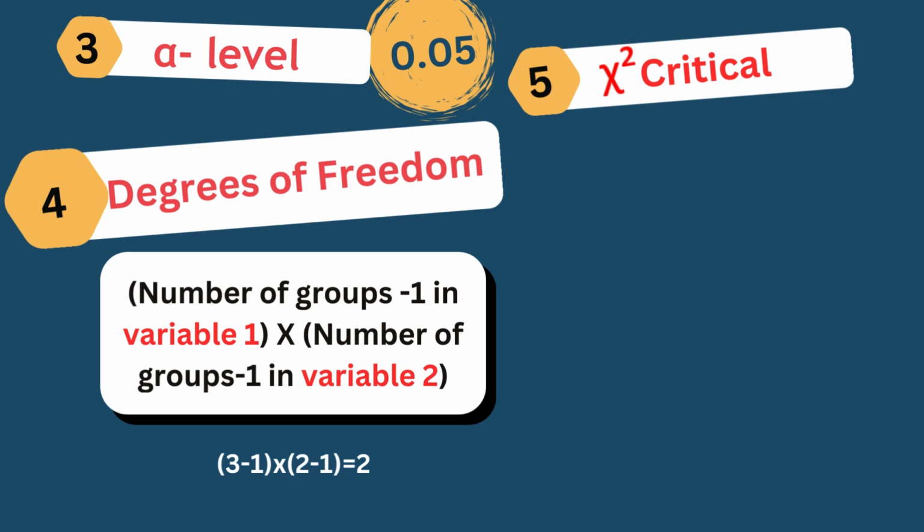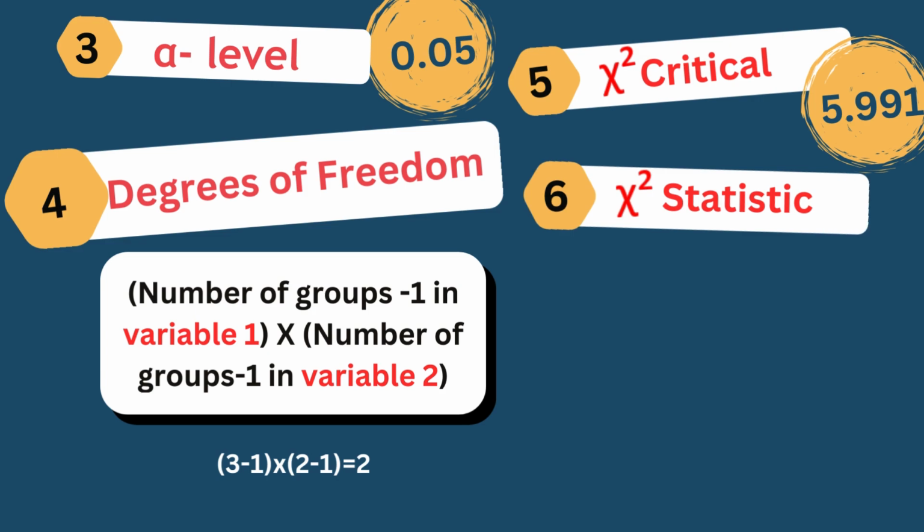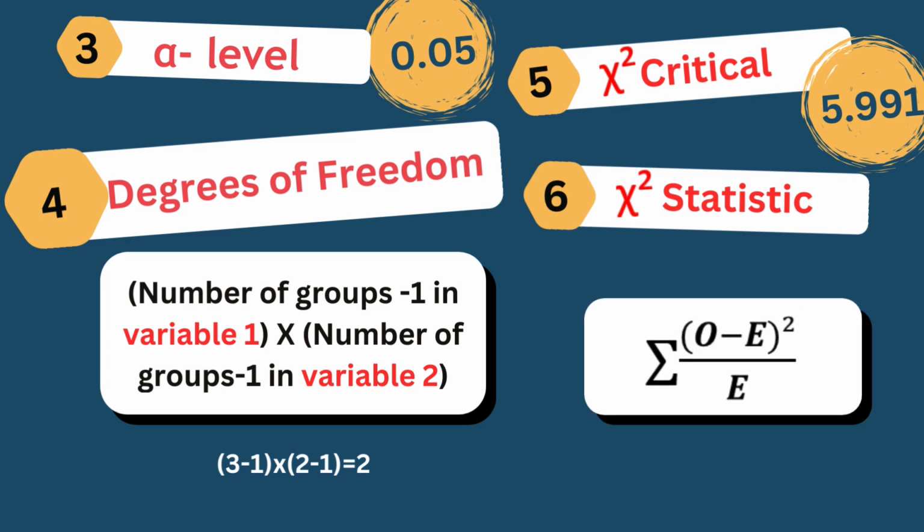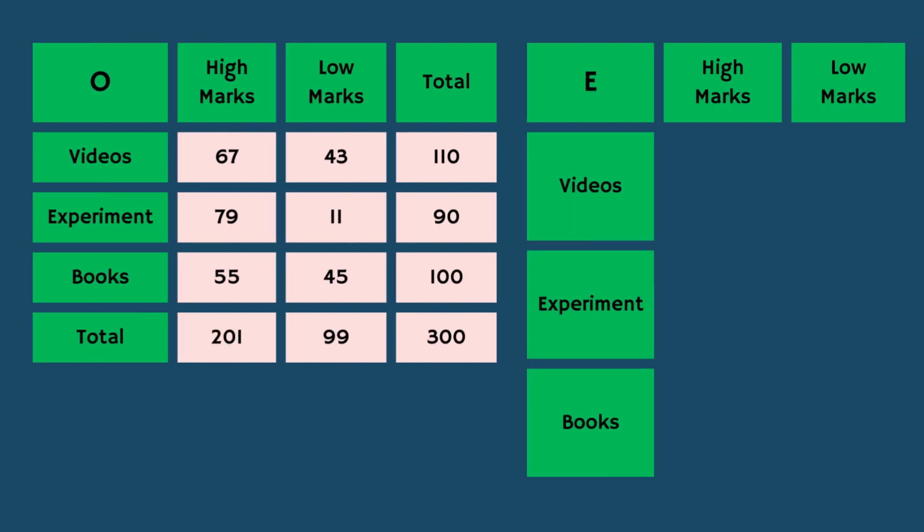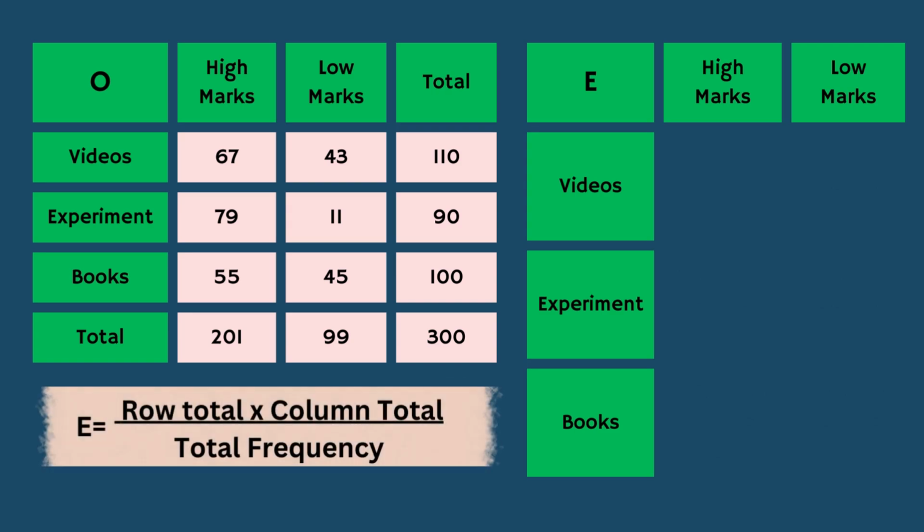Step 5, find out the chi-square critical value, which will be 5.991. Step 6, calculate chi-square statistic by the following formula. Let's do it step by step again. First, we have to find out the expected frequency. To find the expected frequency, we multiply the respective row total to the respective column total and then divide it by the total number of observed frequency.